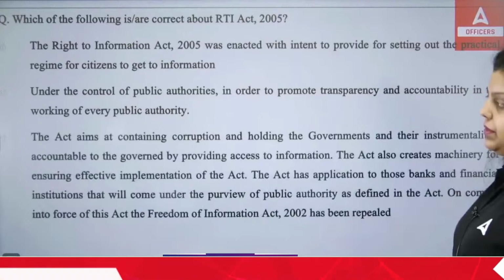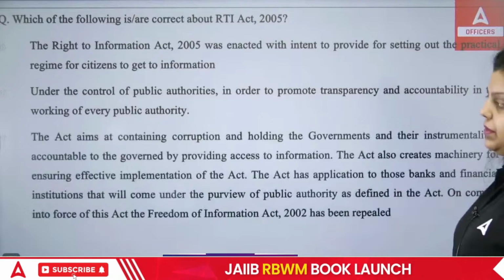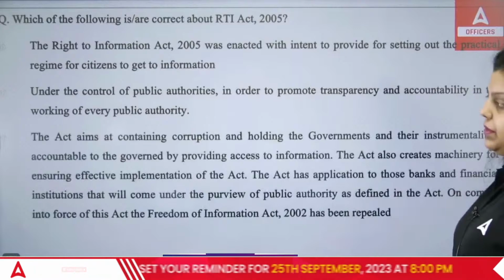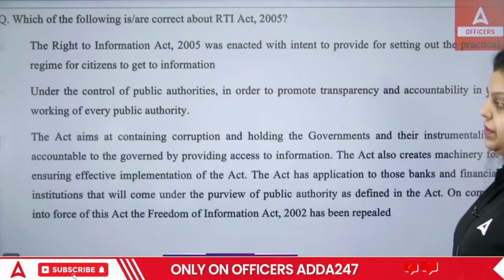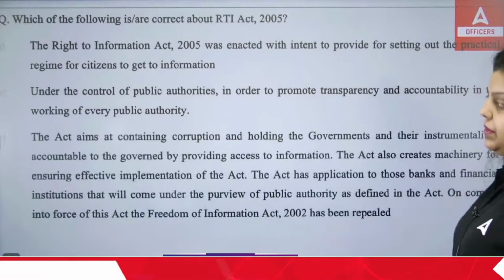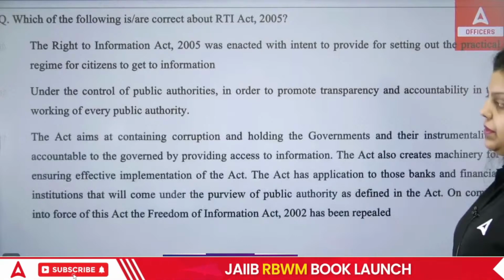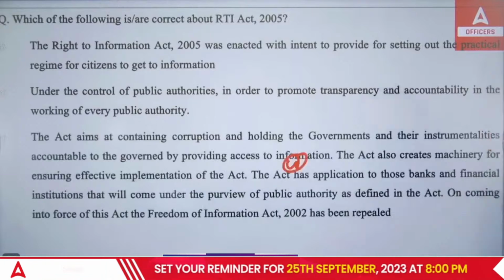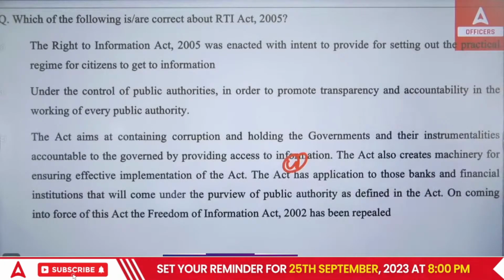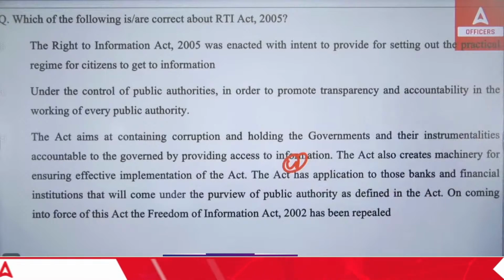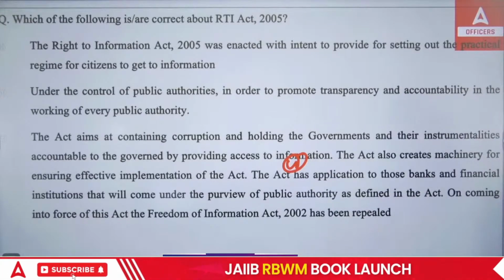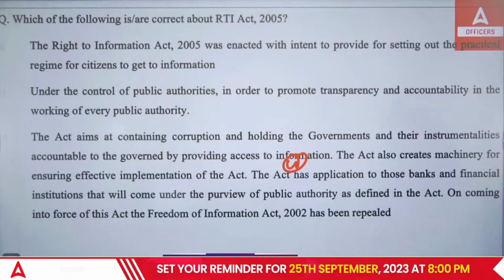Third, the Act aims at containing corruption and holding the government and their instrumentalities accountable to the governed by providing access to information. The Act also creates machinery for ensuring effective implementation of the Act. The fourth one says the Act applies to those banks and financial institutions that come under the purview of public authority as defined in the Act. On coming into force of this Act, the Freedom of Information Act 2002 has been repealed. So which of the following is actually the correct statement about the Right to Information Act?